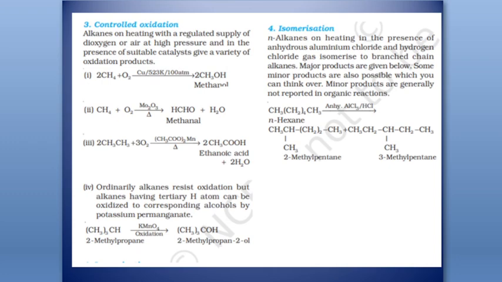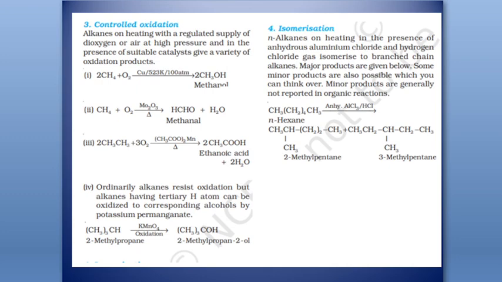Next come to controlled oxidation. Methane is oxidized with oxygen in presence of red hot copper with pressure 100 atm. It will generate methanol. In presence of oxygen and in presence of catalyst Mo2O3 and heat, it will produce methanol.